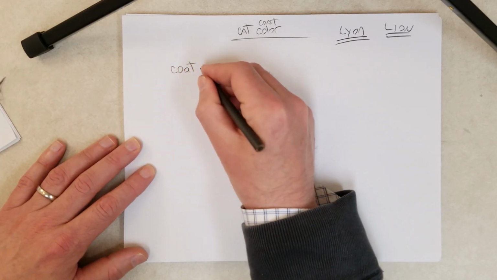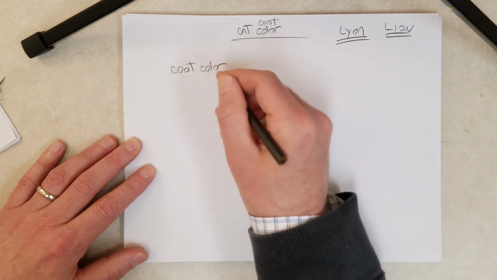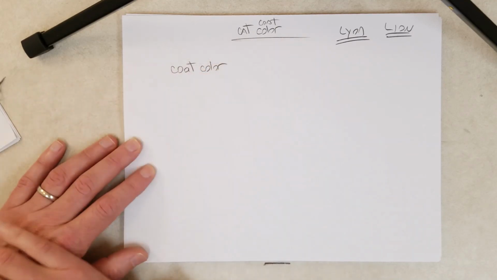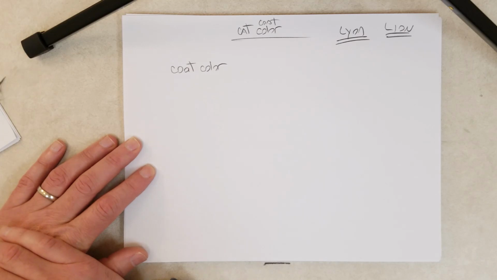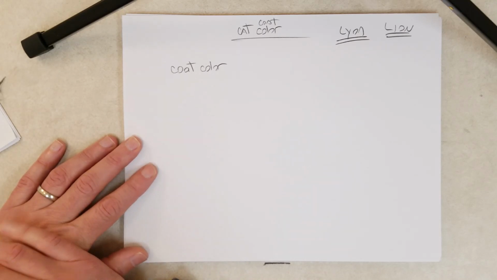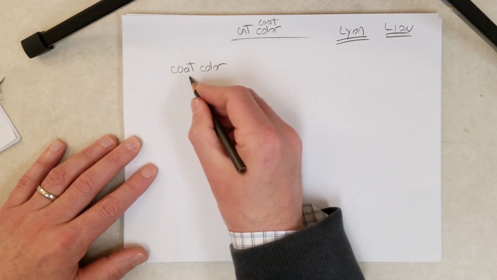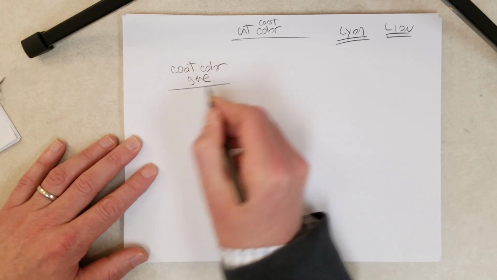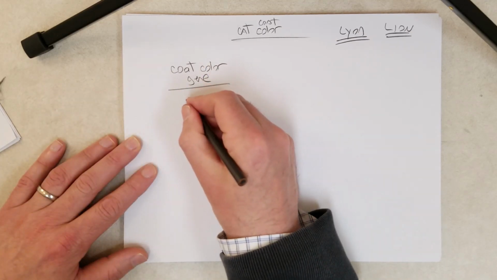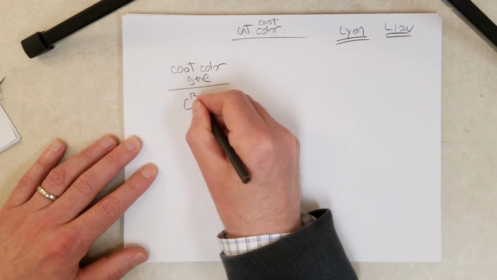So coat color in cats can be essentially either black or red. And this is probably something we've seen in the past, right? With eumelanin and pheomelanin in mice. So sort of a similar thing. But the coat color gene in cats is on the X chromosome.